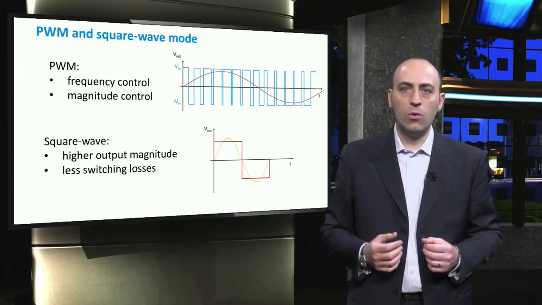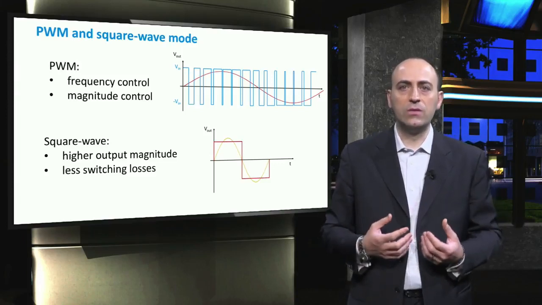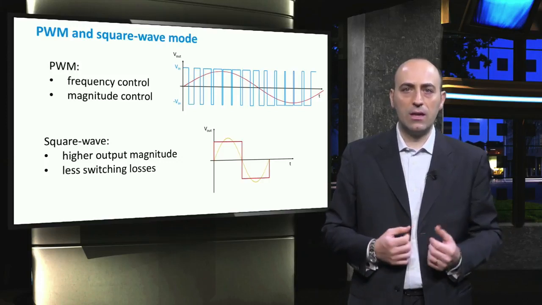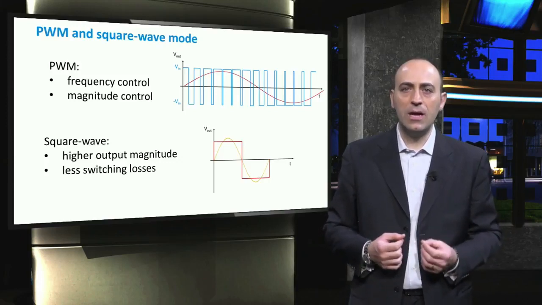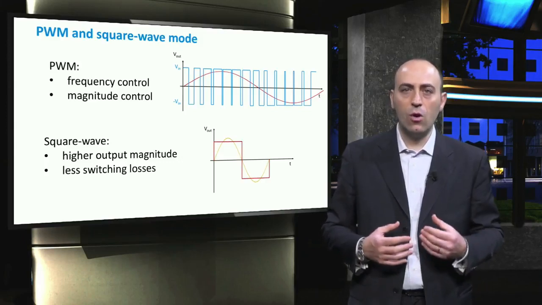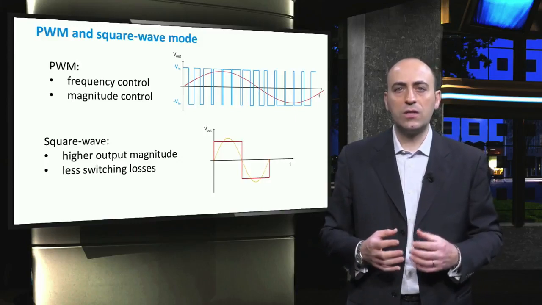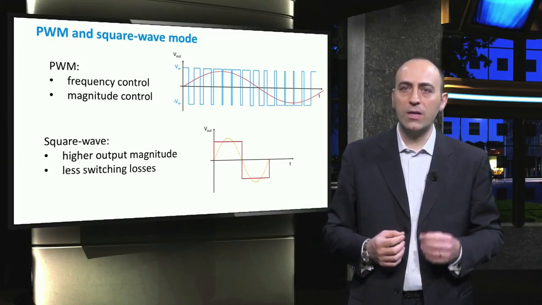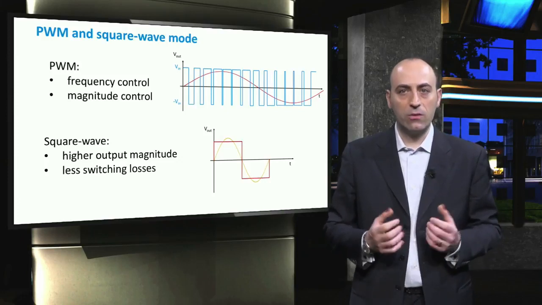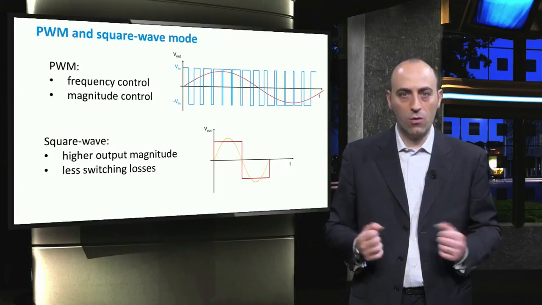The square wave mode, on the other hand, gives a higher output magnitude since the control signal amplitude is much larger than the reference signal amplitude. This makes the peak amplitude of the first harmonic of the output voltage around 4/pi times the input voltage. Also, the switches are turned on and off only once per period, reducing the switching losses. One negative aspect of this mode is that the output wave amplitude is not controllable anymore.